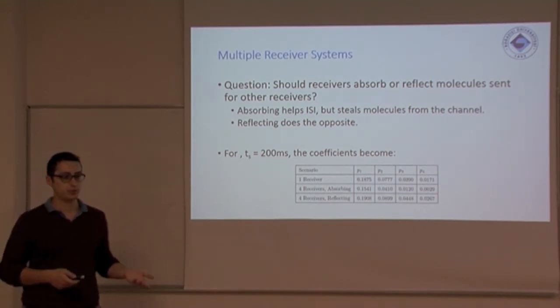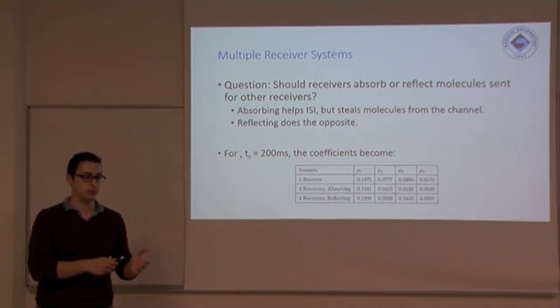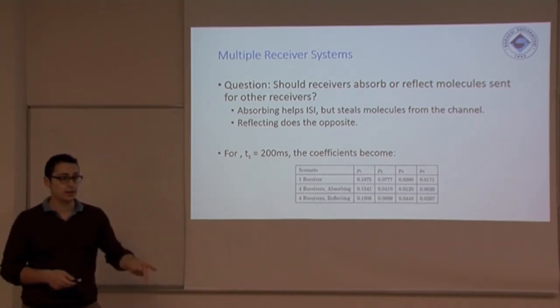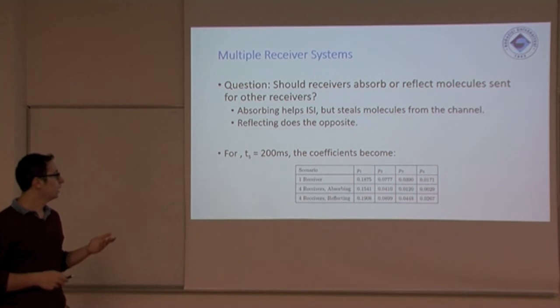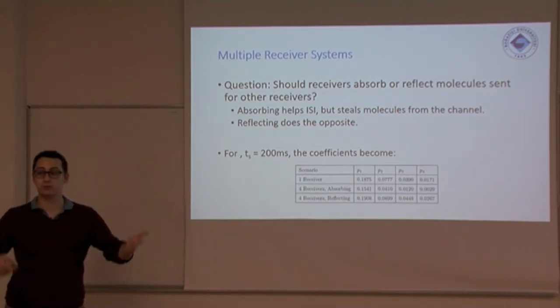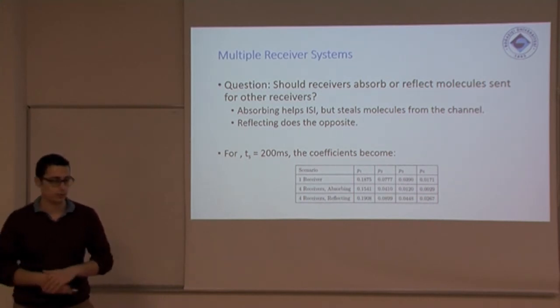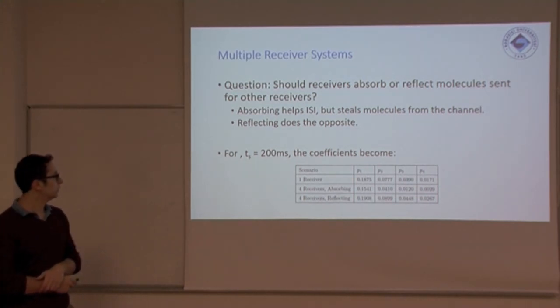So reflecting does the opposite. It actually bounces the molecules towards those a little bit, but it adds ISI a little bit. But it actually helps the total number of molecules increase. That, of course, I'm talking about my link with O's right here.